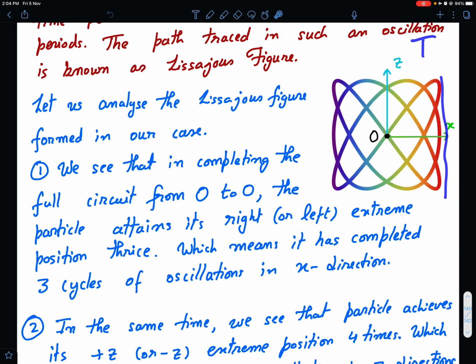And in every time period, it will be visiting the right extreme position once. So that means, if we call Tx the time period in the x direction, 3 Tx have passed in the complete cycle.